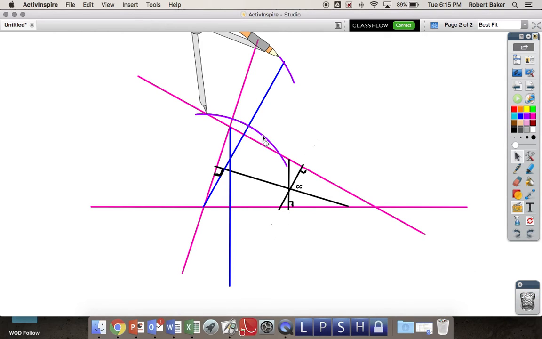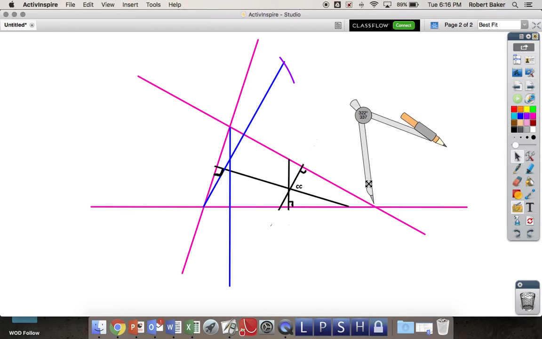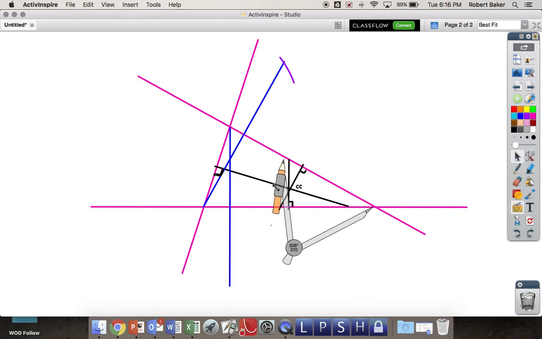So I have 2 blue altitudes and I need to construct the third one. My third altitude will be from this vertex over here, and I'm really hoping that it goes through this intersection right here. Again, my pivot point goes on the vertex. I need to extend my pencil so it is somewhere below the line. So that meets the criteria.